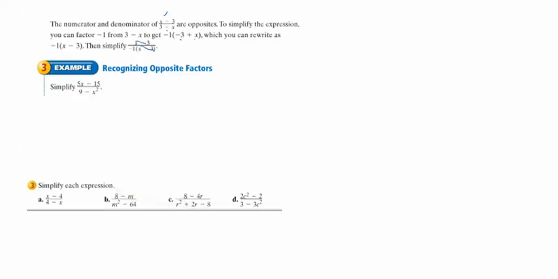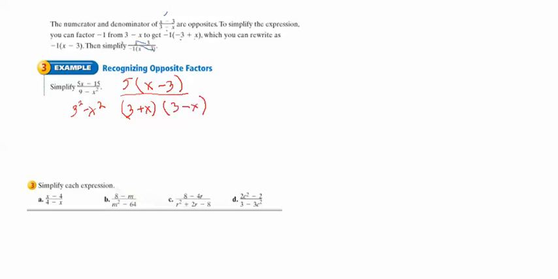Okay, so at the top, example 3. First of all, looking at the top, what do they have in common? They have a 5. So I'm going to take that out, and I have -3. At the bottom, hopefully you remember your special cases. This is a difference of squares. We can change this to a 3 squared, and this to an x squared, and we have 3 plus x, and we have 3 minus x.